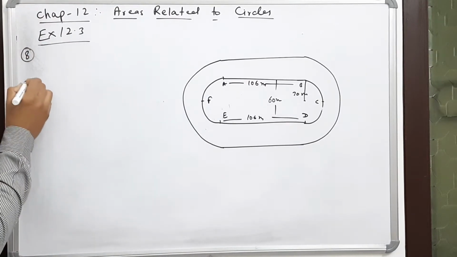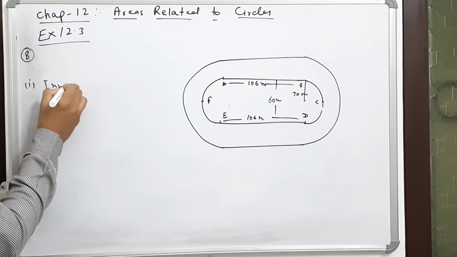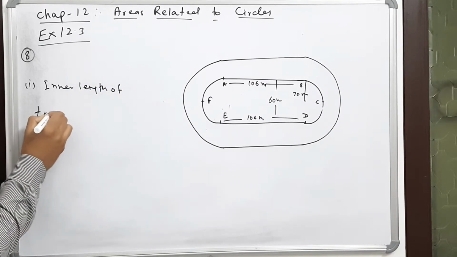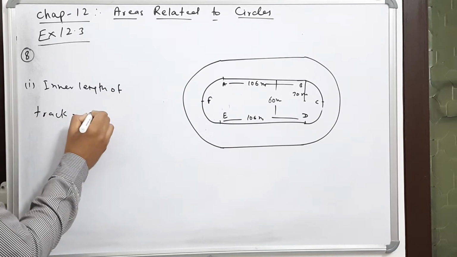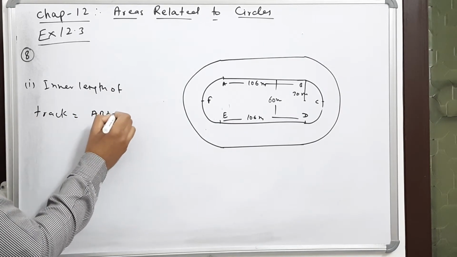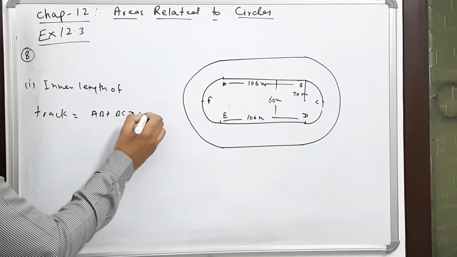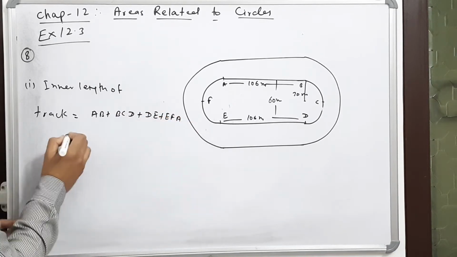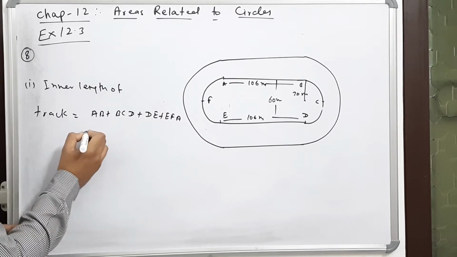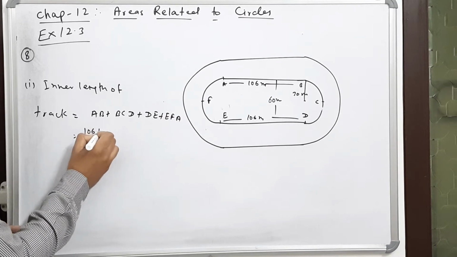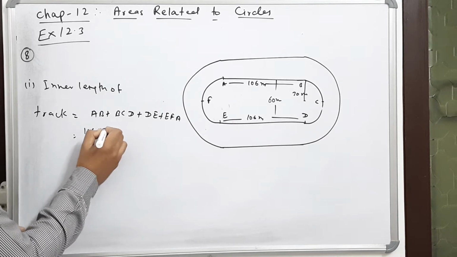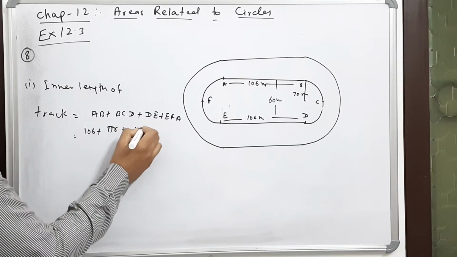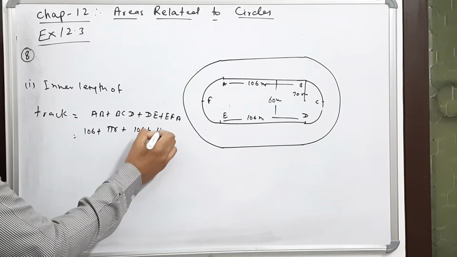So the first part is the inner length of the track. Inner length of track is AB plus BCD plus DE plus EFA. Now AB is 106, BCD is pi r, half of the circle, then it is 106, then it is pi r.